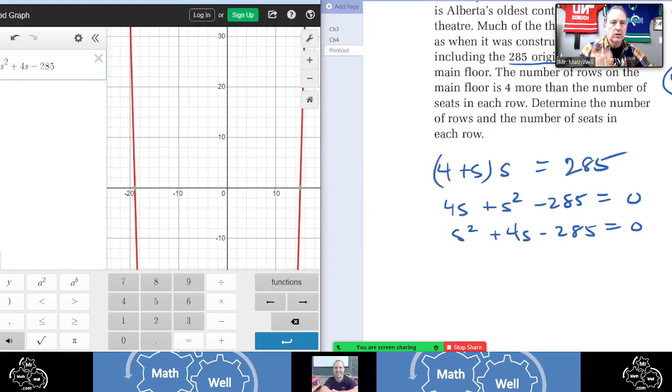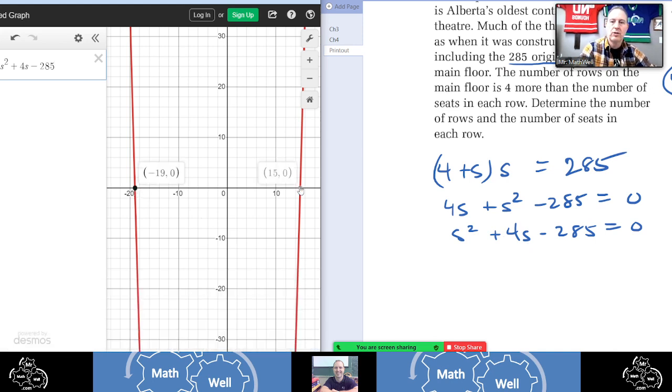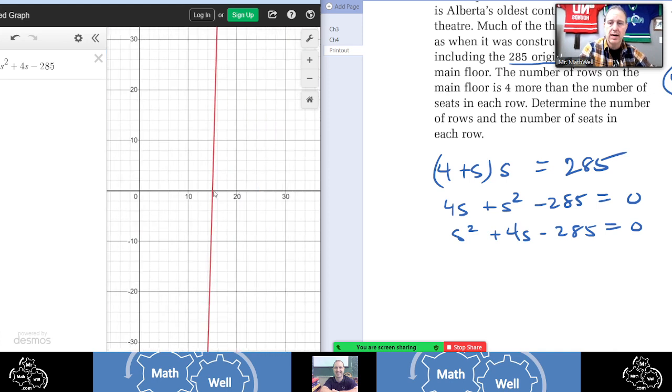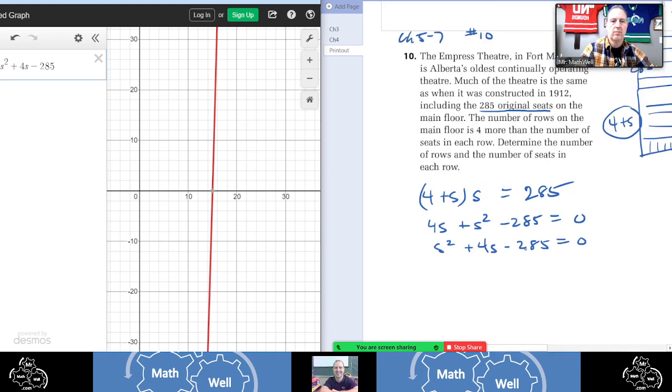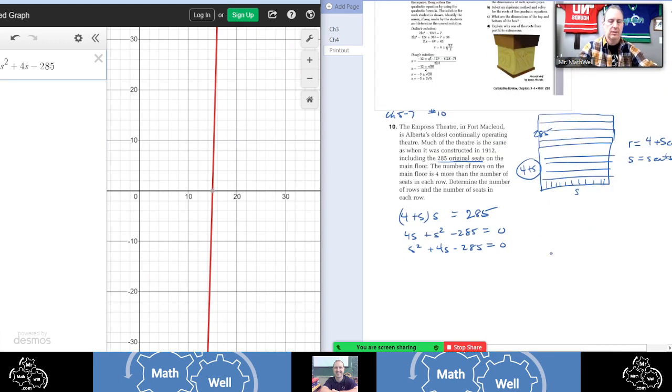So we could use the quadratic formula. x equals negative b plus or minus the root of b squared minus 4ac, all over 2a, to find our roots. Or you could graph, if you have graphing technology. I did that. So my two answers would be negative 19 here or positive 15. The number of seats can't be a negative number, so we would reject that, and it appears that our solution to this equation looks like it's going to be S equals 15.